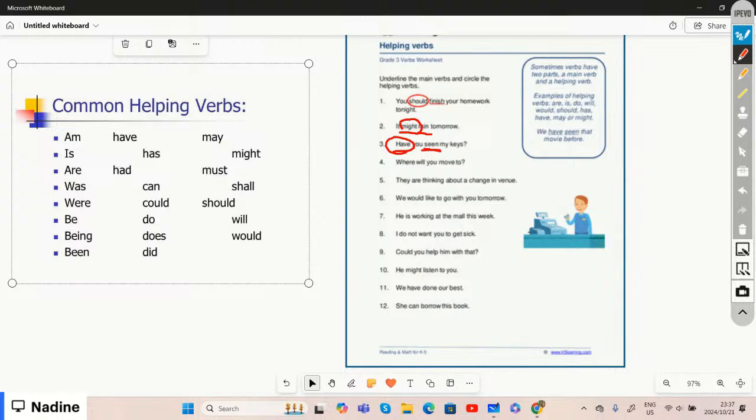And our main verb that we're going to underline is move. If we were to identify our helping verb within the sentence, we can say, where will you move to? Will you move to? Yes, well done. Move is our main verb, and the helping verb is will.